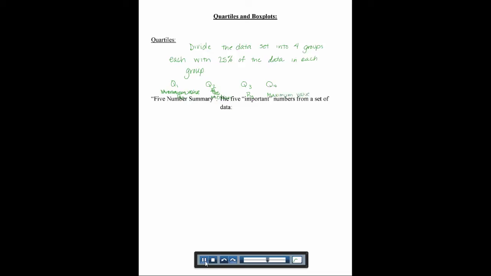Okay, now we use the quartiles to find what's called the 5-number summary of a data. So these are kind of 5 important numbers. In the 5-number summary, the first number, we get the minimum value. The second number is Q1. The third number is the median, which remember is the same as Q2. The fourth number is Q3. And the fifth number is the maximum value.